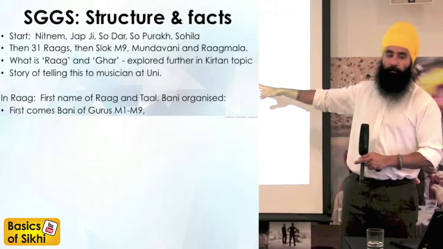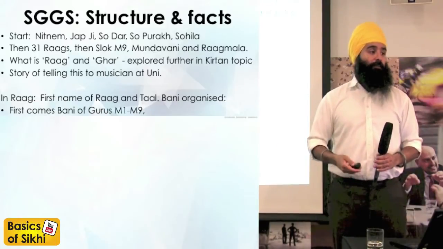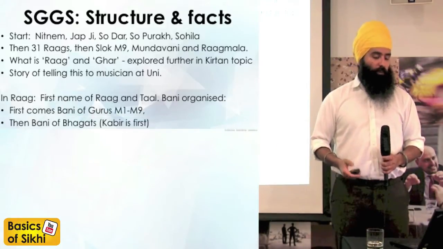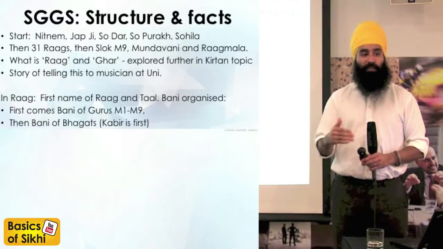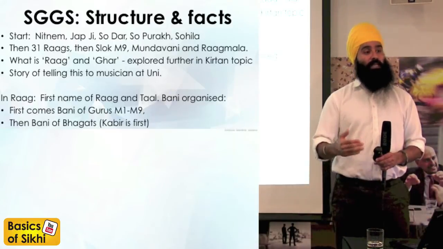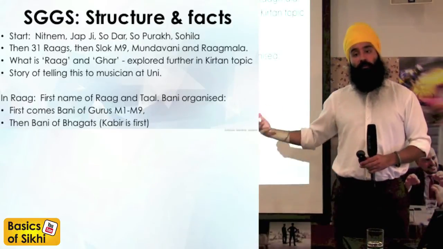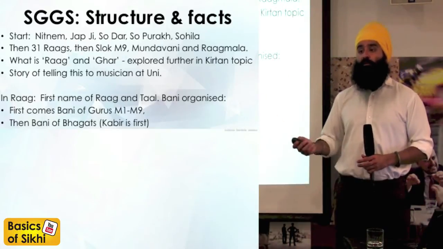First, the Guru's Bani, because the supremacy is given to them. Then comes the Bani of the Bhagats. And what you get first is Kabir Ji. There's like an order given to the Bhagats as well. You might think that's strange. So Guru Sahib says, look, even within the Bhagats, Bhagat Kabir Ji is given Shromani level. That they are the most senior of all the Bhagats.